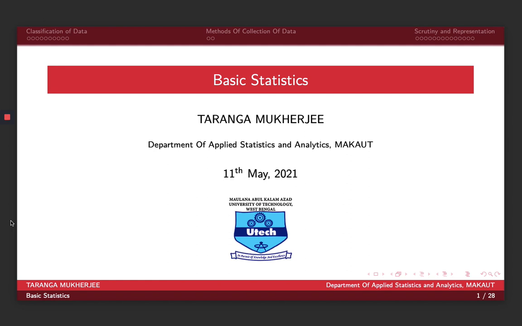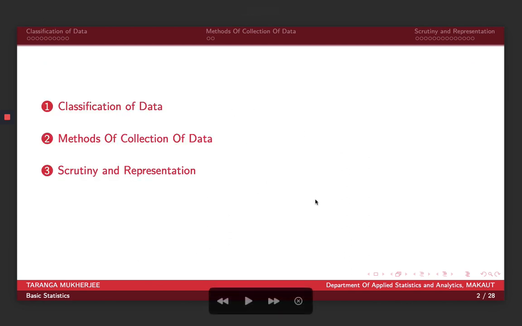So essentially, in this course, we have designed from the very beginning, that is the basic data, to a bit advanced course like testing of hypothesis or analysis of variance, etc. So today we'll start our course by describing what is meant by data.